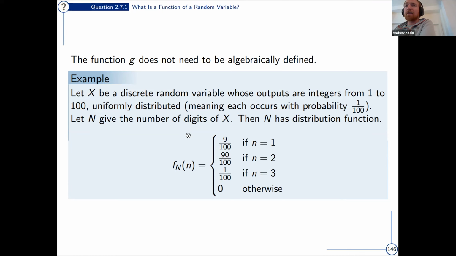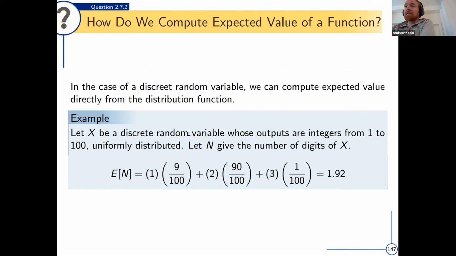We can also compute expected values from this. We can compute expected values directly from the distribution function, and we have a formula for this that we learned in a previous lecture. For example, for the previous situation where capital N is the number of digits of our random sampling from 1 to 100, we can compute its expected value by finding each potential output value. The number of digits can be 1, 2, or 3, and then weighting each of them by their corresponding probability. If you look at the density function on the previous slide, the probability for 1 was 9 out of 100, and here are the other probabilities. If you multiply and then add these up, you'll get 1.92 as the expected value, or the expected number of digits of a random sampling from 1 to 100.